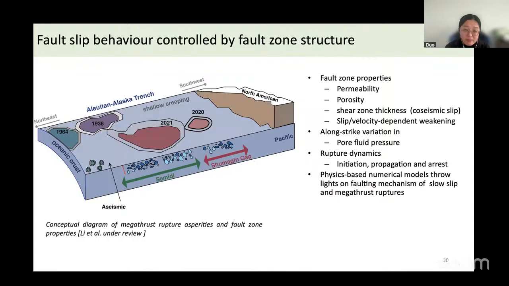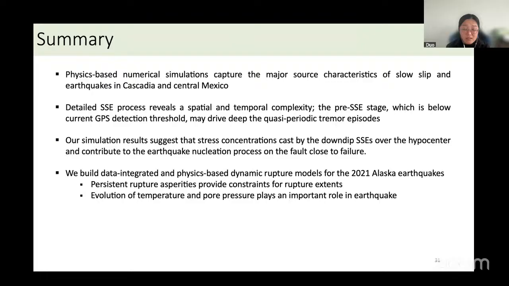So to estimate the future seismic hazard, we need to consider both the long-term geodetic feature on the fault and also the small scale structure of the sediment layer or the fault zone, in order to have a better result of the potential earthquake magnitude in the future. Yeah, so that's it. This is a summary.